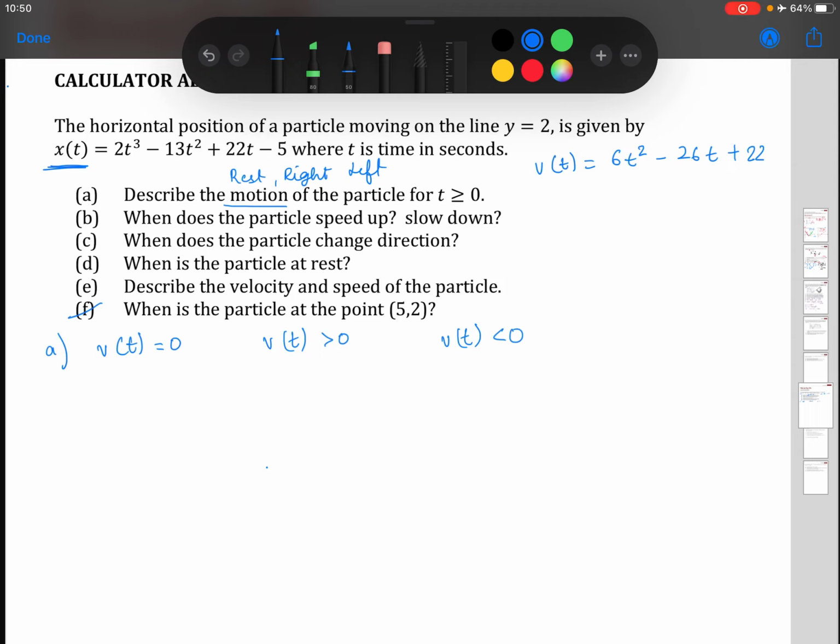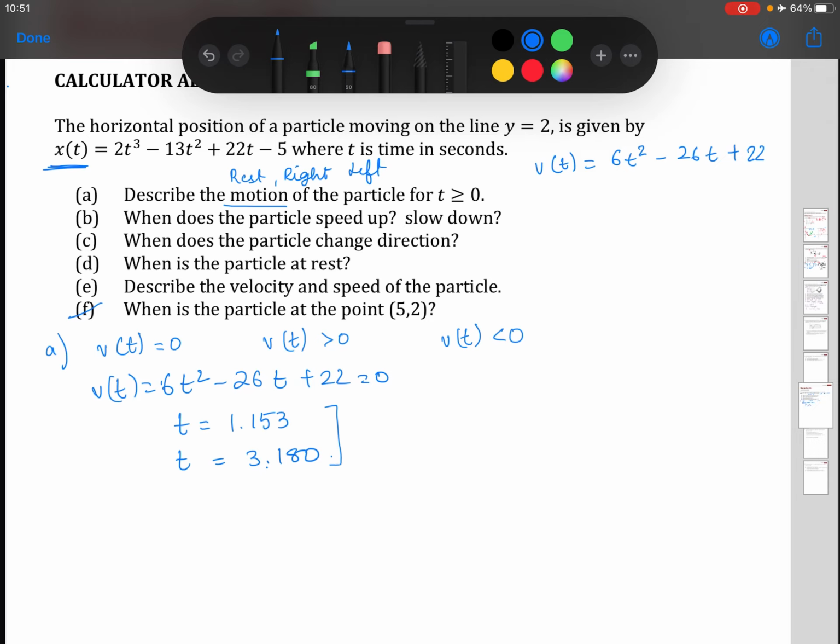We're going to set it equal to 0. So v of t is equal to 6t squared minus 26t plus 22 equal to 0. And I can't really factor it, so use the calculator. So we get t equals 1.153 and t equals 3.180. So it is at rest at these 2 points.